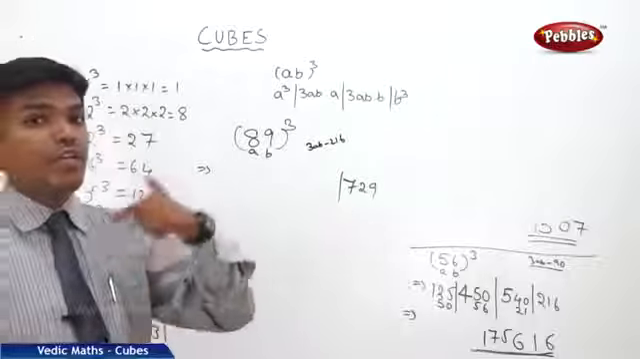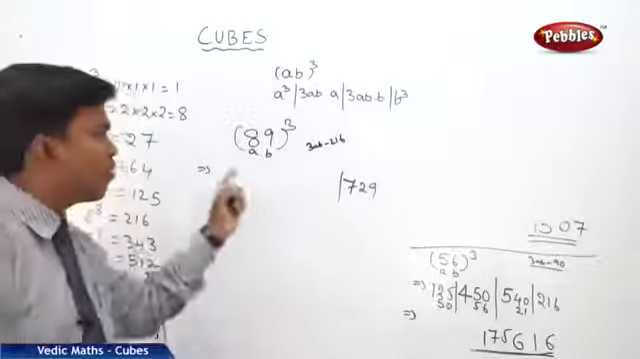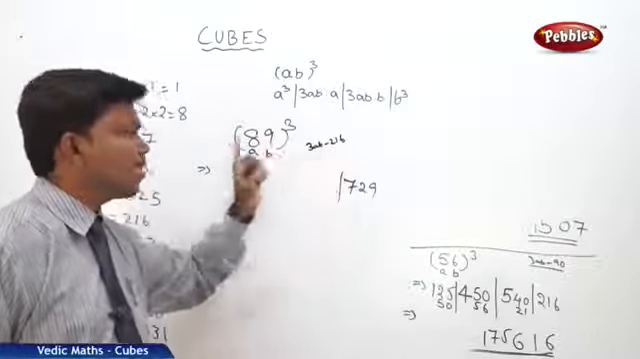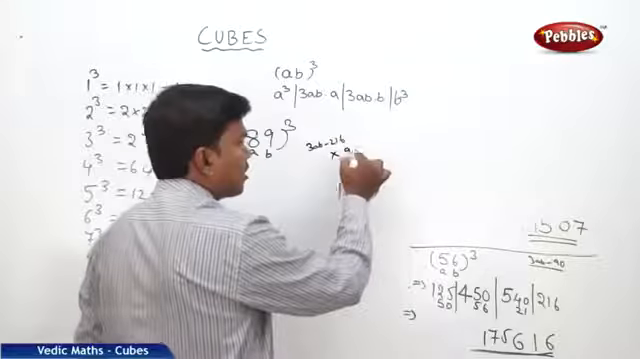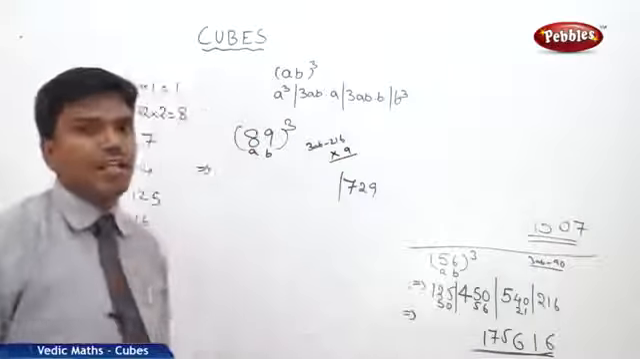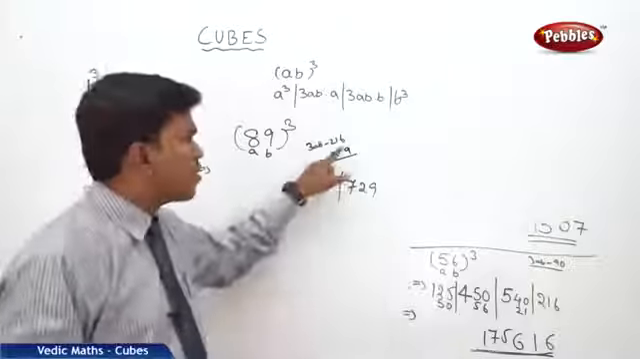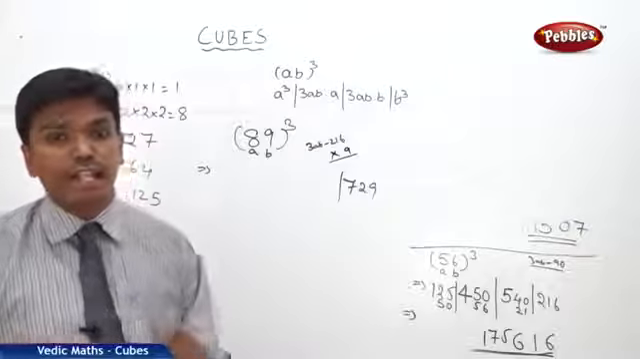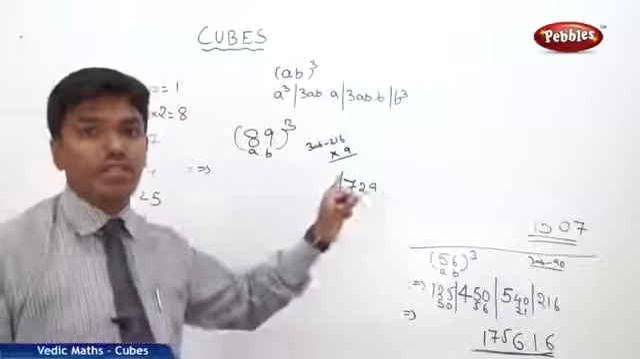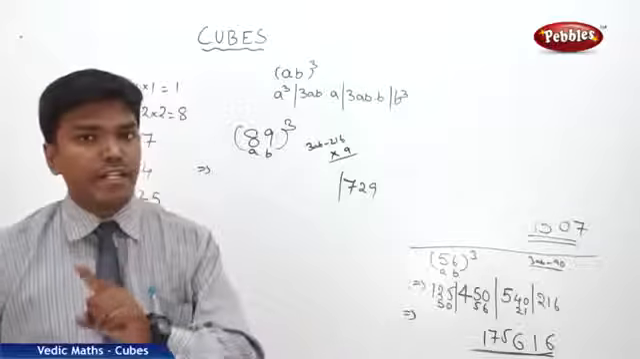Now 3AB into B, the second step from the right. So 216 into 9. How will you calculate 216 into 9? In the mind you need to calculate 216 into 9. See here, what is 9 2s are? 18. But don't take it as 18. Take it as 1800. Why? Because this is in the hundreds place. Keep in the mind 1800.